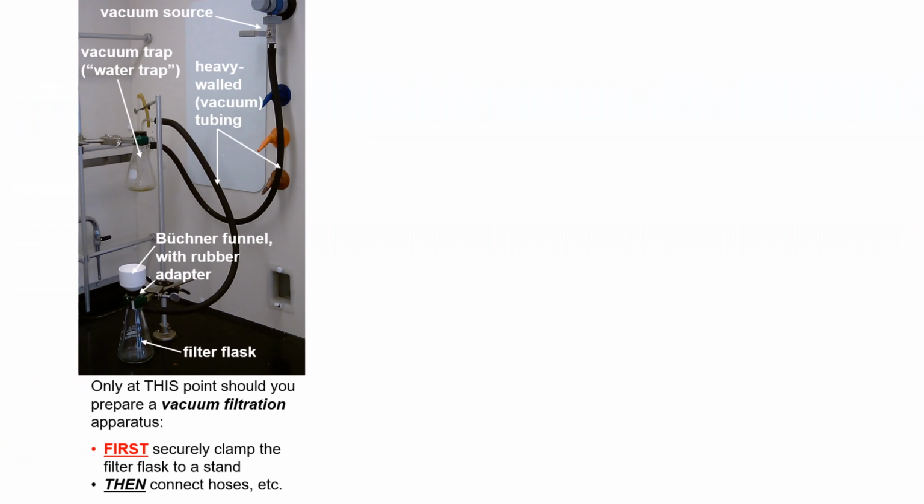This is an apparatus for vacuum filtration. To assemble, first secure the filter flask to a ring stand or a metal rod in your fume hood using a large clamp. Then use heavy-walled vacuum tubing to connect the nozzle of the filter flask to a vacuum trap assembly, which should already be set up in your hood.